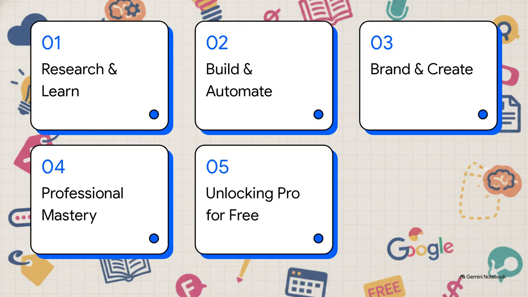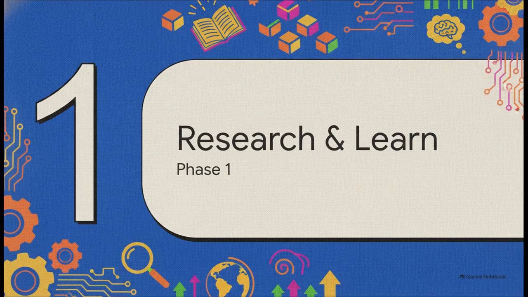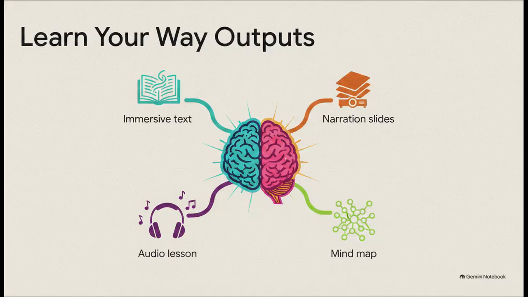All right, so here's our roadmap for today. We're going to hit phase 1, research and learn, move right into phase 2, build and automate, and then phase 3, brand and create. After that, we'll talk professional mastery and finish up with a really cool bonus on how to unlock Pro for free. Let's kick things off with phase 1, research and learn. Let's see how we build our foundation, starting with tools that completely revolutionize how we actually research and consume information.